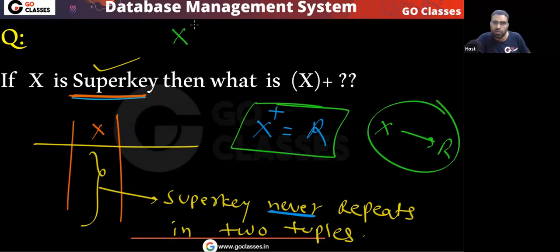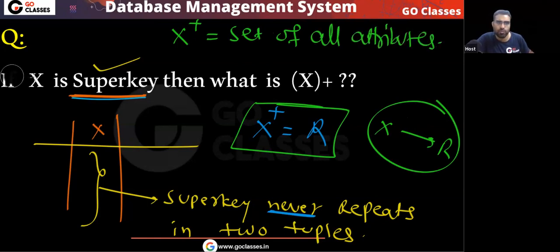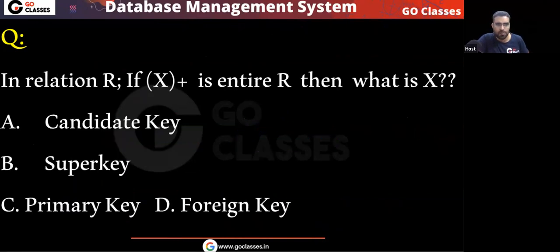So remember, in this situation, this will be the set of all attributes. Is this understood? Did you understand? Let me know. So this will be your set of all attributes. Very simple.